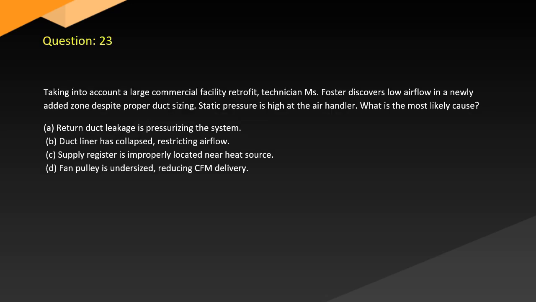Question 23. Taking into account a large commercial facility retrofit, technician Foster discovers low airflow in a newly added zone despite proper duct sizing. Static pressure is high at the air handler. What is the most likely cause? A. Return duct leakage is pressurizing the system. B. Duct liner has collapsed, restricting airflow. C. Supply register is improperly located near heat source. D. Fan pulley is undersized, reducing CFM delivery.